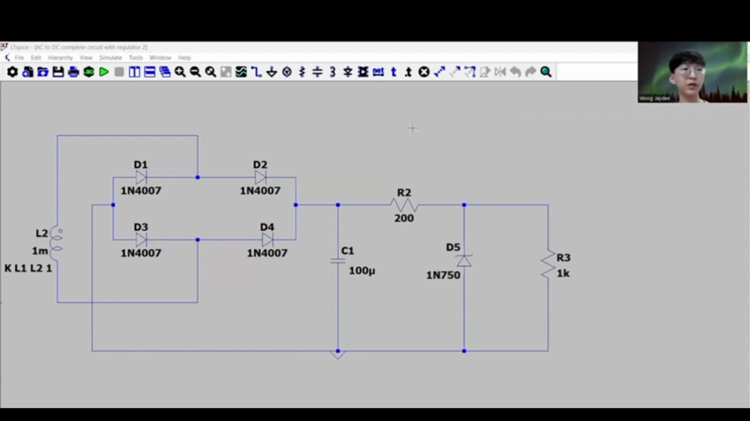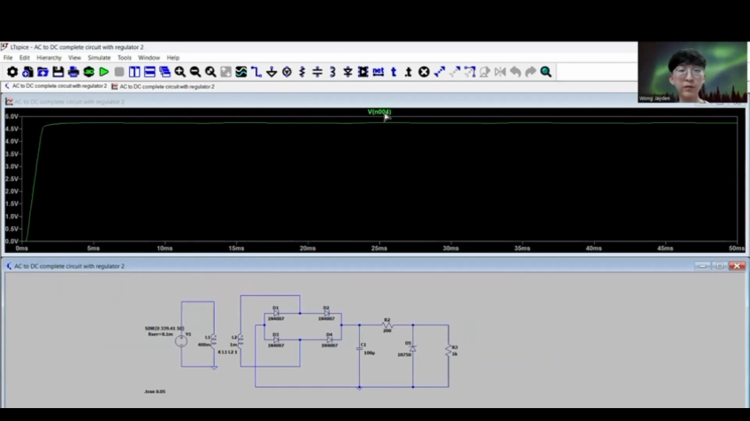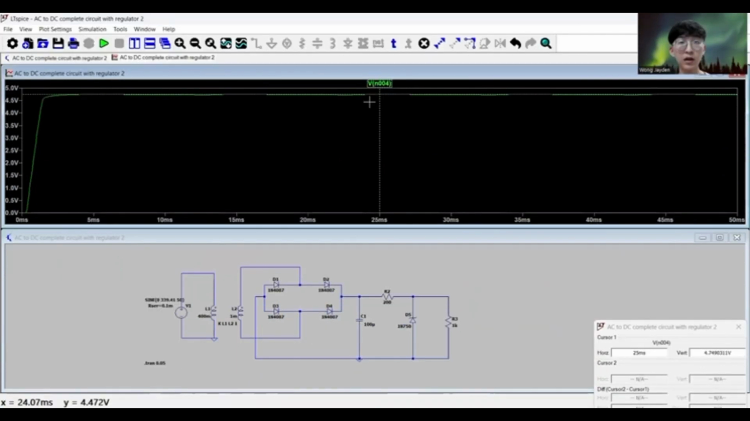Let's run the simulation and see. And we measure the output voltage, and we enable the cursor, and we found that the output voltage is around 4.74, which is as expected.